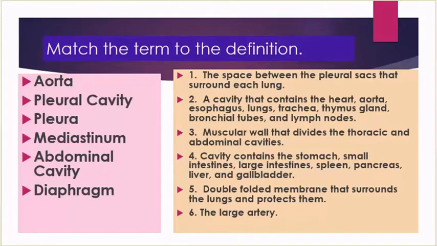Number 4, cavity contains the stomach, small intestines, large intestines, spleen, pancreas, liver, and gallbladder. Number 5, double-folded membrane that surrounds lungs and protects them. Number 6, the large artery.